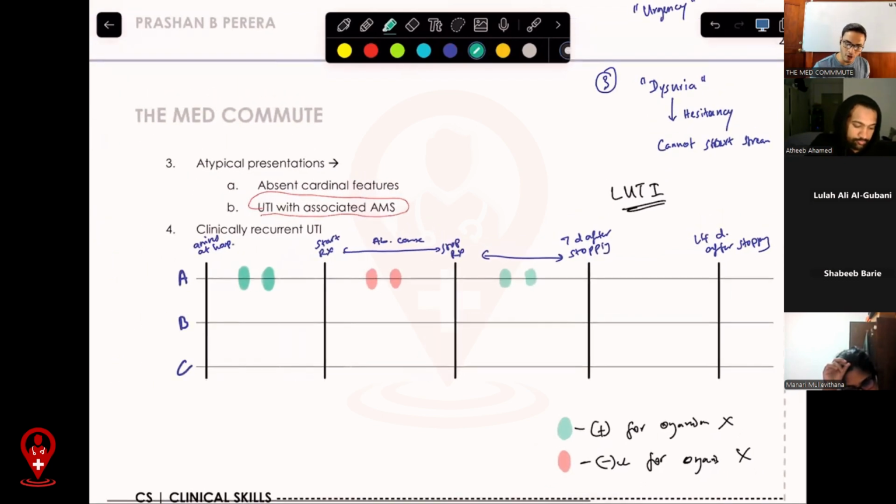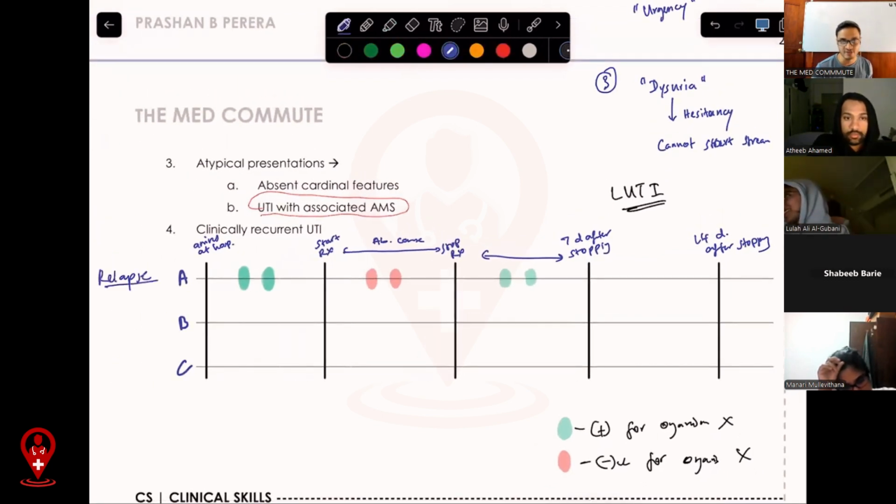What do we call this scenario, guys? This, A, is called a relapse. How do we define a relapse? Positive for the same organism on culture within 1 week of stopping the medication. This is the definition of relapse. Okay. Is everyone clear about relapse? Then we will go to scenario B.